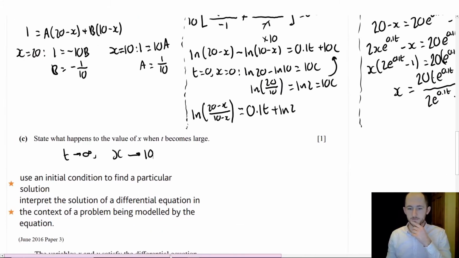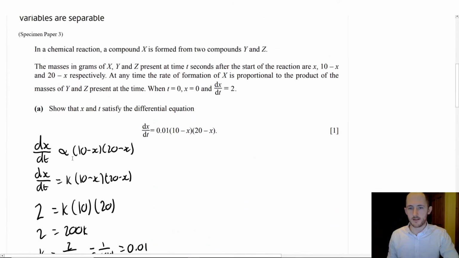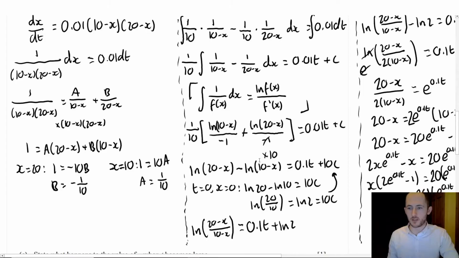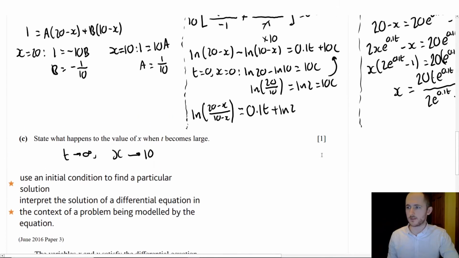Pretty beefy. Now, we actually did these 2 spec points in the previous question. So use an initial condition to find a particular solution. So we kind of did this back here. So we formed an equation and then we solved it using the initial conditions. Right, when we subbed in t equals whatever, x equals whatever, to find the ln2 bit. So, where was that? That was here. Okay? Interpret the solution of a differential equation in the context of a problem being modelled by the equation. So again, when we did this thing here.